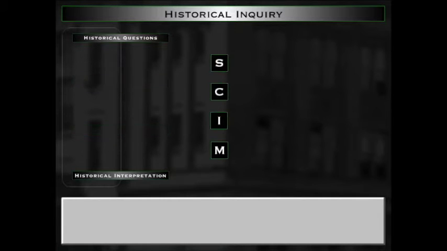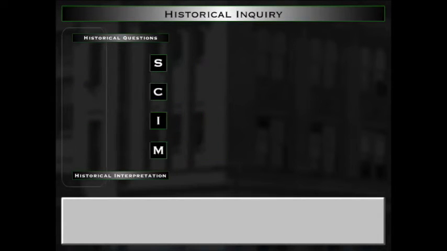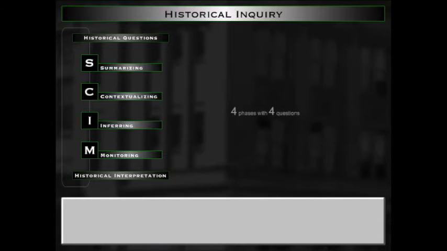So how do we actually engage in historical inquiry? One method of inquiry is the SCIM strategy. The SCIM strategy for analyzing historical primary sources involves four phases: summarizing, contextualizing, inferring, and monitoring. In addition, each of these four phases consists of four analyzing questions.